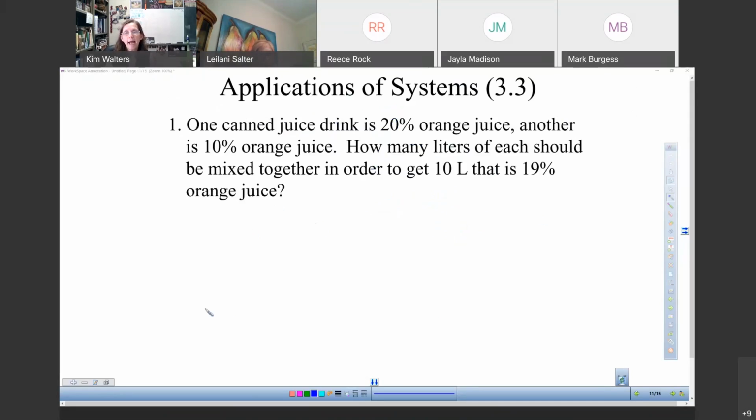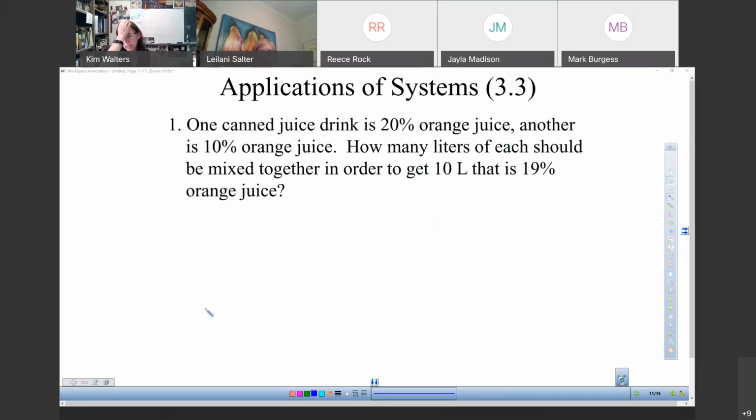So we have a mixture problem. Did we do mixture problems the other day with just x's? Somebody help me out. Remember doing mixture problems the other day? Yes, no, maybe. Okay, well, I'm going to do these with a box, okay?